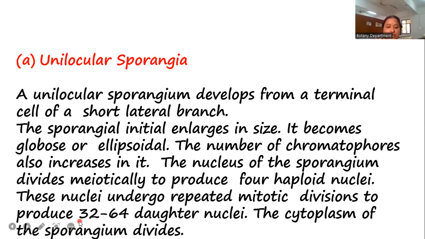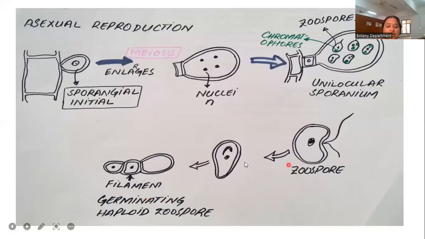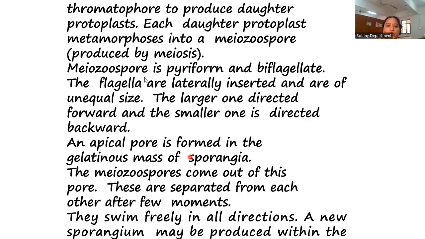Each of the 32 to 64 biflagellate haploid meiozoospores or gonozoospores is formed. These are liberated through the opening present at the tip of the unilocular sporangia. Each one develops into the gametophytic stage.